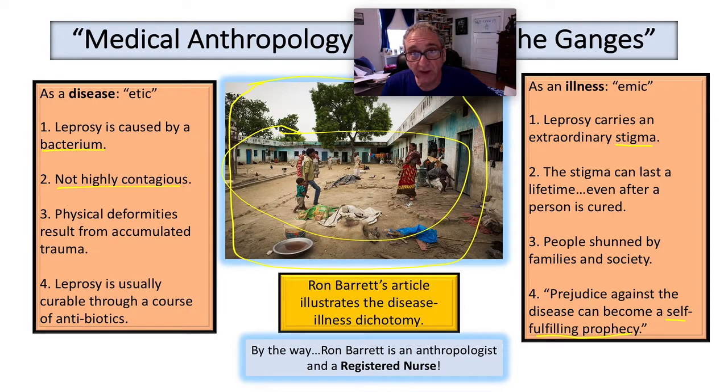they try to hide it. They try to hide it. And so the disease then takes its course. And then all the negative things that go along with it, the accumulated trauma and the physical deformities and all that, is allowed to happen. So that's what we mean when we say it becomes a self-fulfilling prophecy.